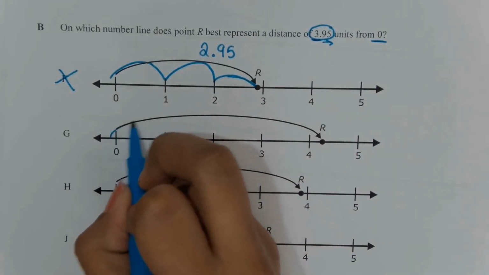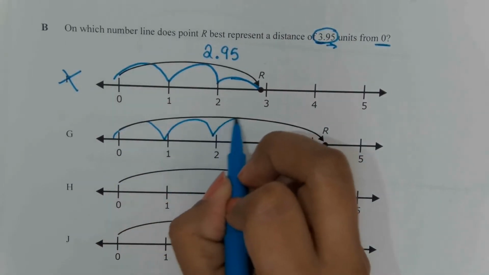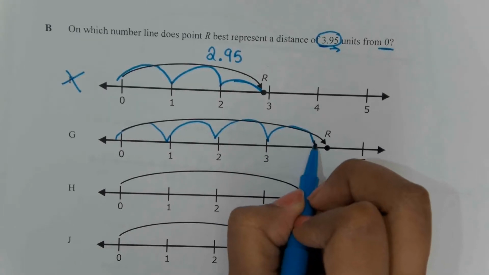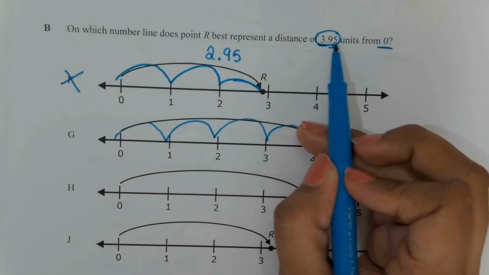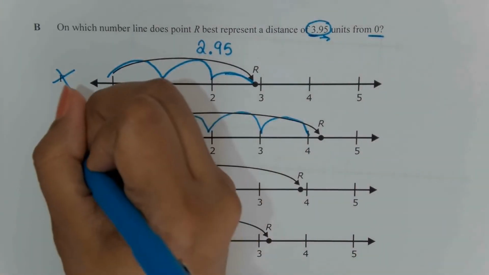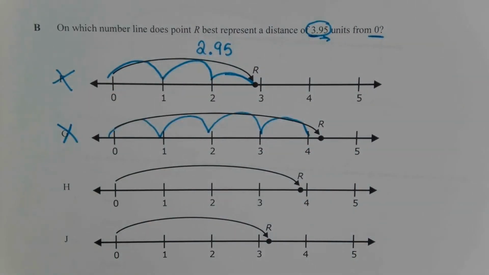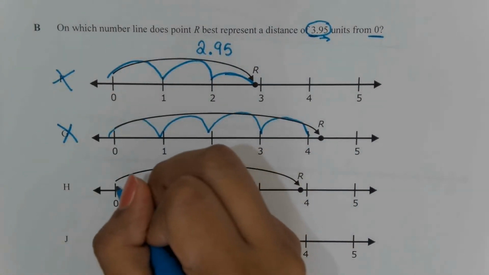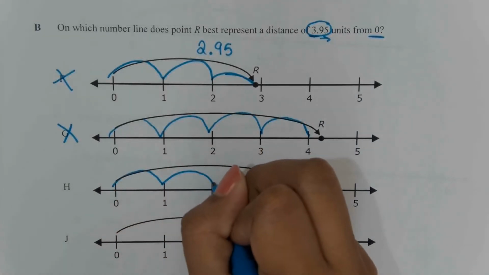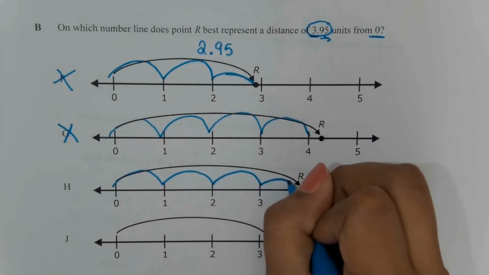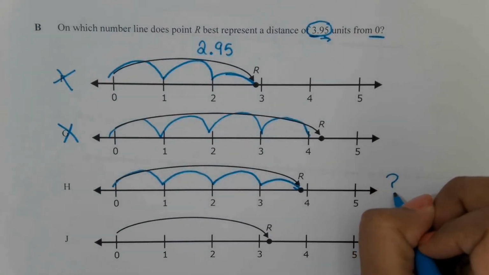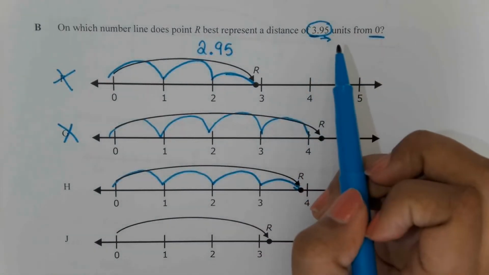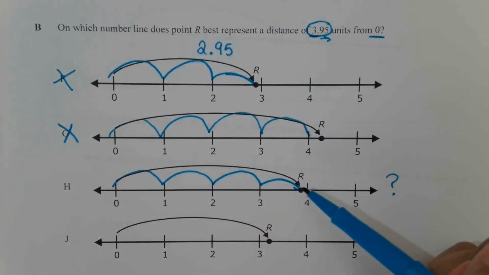Now let's check here. I have 1, 2, 3, and it went all the way to 4, a little bit past 4. Is this supposed to be past 4? No, this is 3 and 95 hundredths. So G cannot be my answer. Let's look here. I have 1, 2, 3, and I'm almost making it to 4. So this could be close. This could be my maybe, because my number 3 and 95 hundredths is really close to 4. Now look at this. This is also really close to 4.